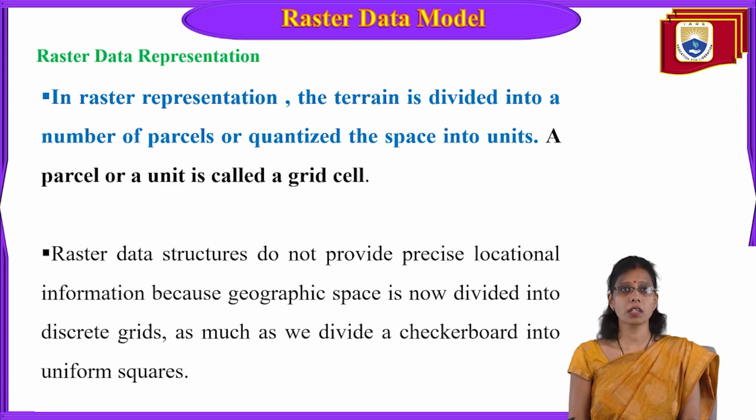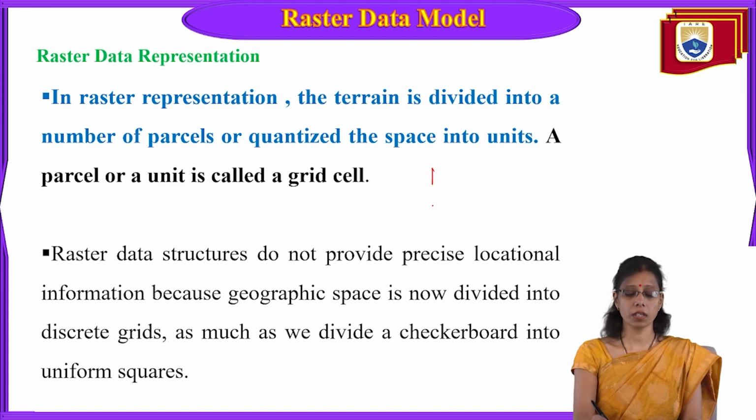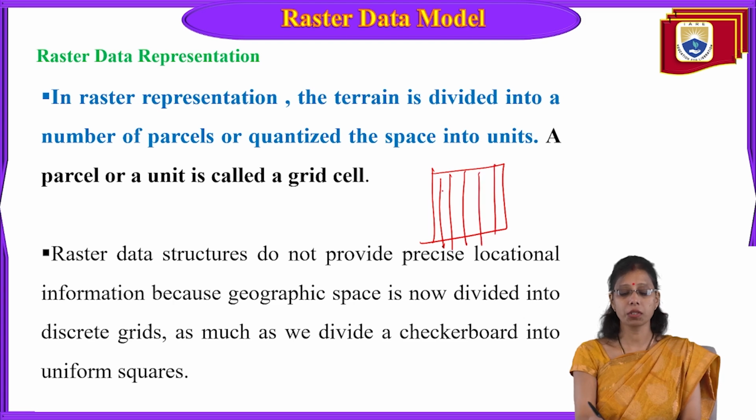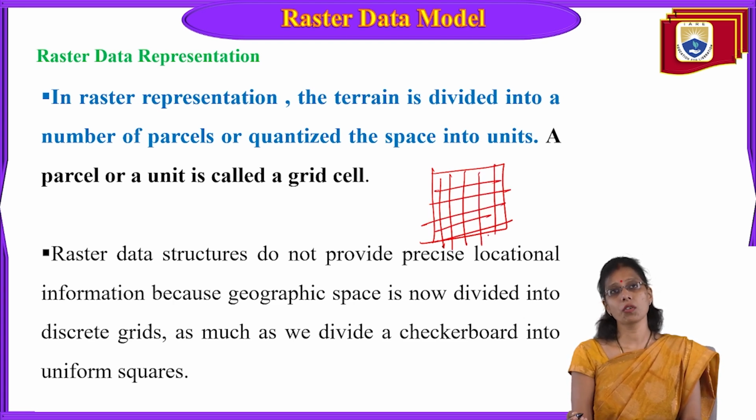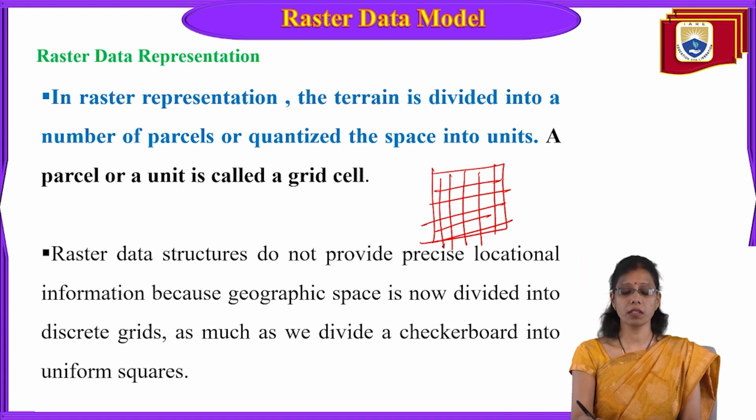A parcel or a unit is called a grid cell. So the data which is captured here is represented in the form of grid cells. This grid cell is also called a parcel. One piece of land is known as a parcel, which is represented in the form of grid cells.